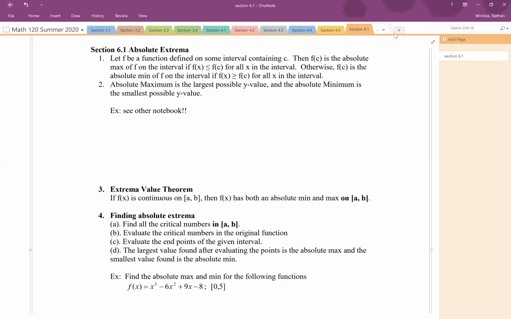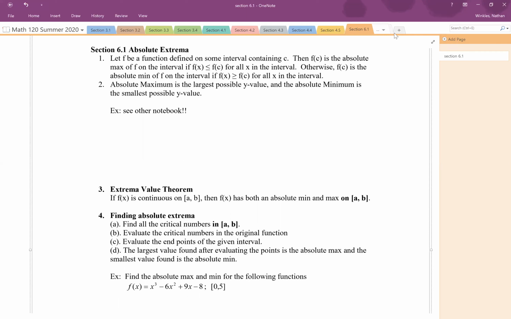So for an absolute extrema, we want to let f be a function defined on some interval containing c. Then we know that f of c is the absolute max of f on the interval if f of x is less than or equal to f of c for all x in the interval. Otherwise, f of c is the absolute minimum of f on the interval if f of x is greater than or equal to f of c for all x in the interval. So in other words, the absolute maximum is the largest possible y value, and the absolute minimum is the smallest possible y value.